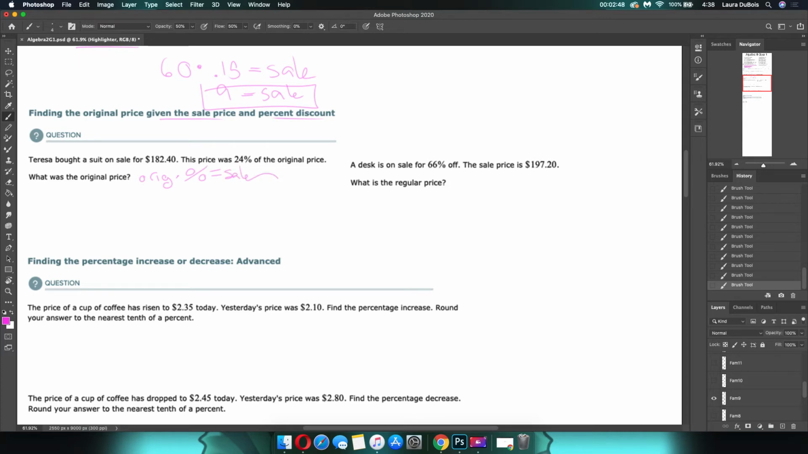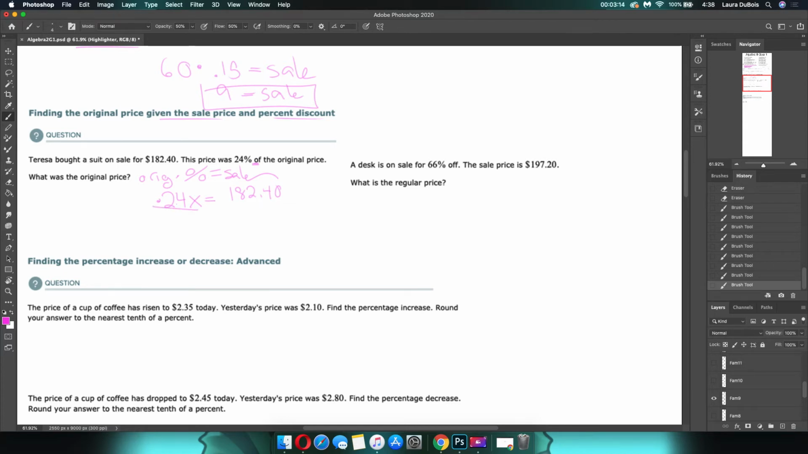So it's on sale for $182.40. The sale price is 24% of the original price. And what is the original price? And you notice it's "of," not "off," so we don't have any of those fancy things to think about.